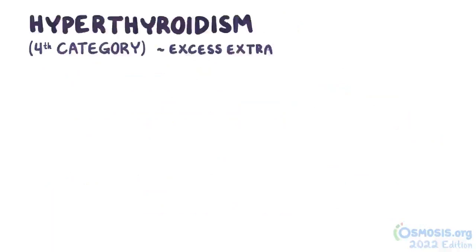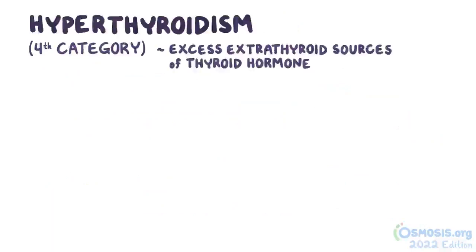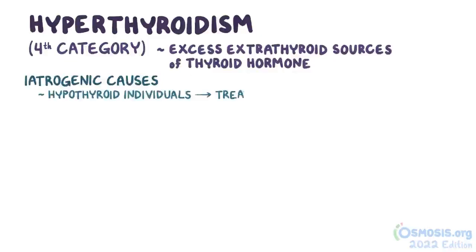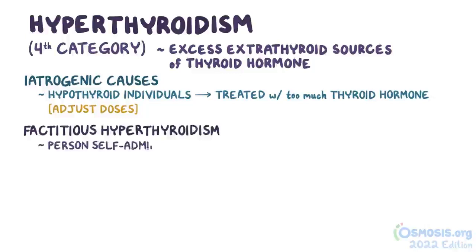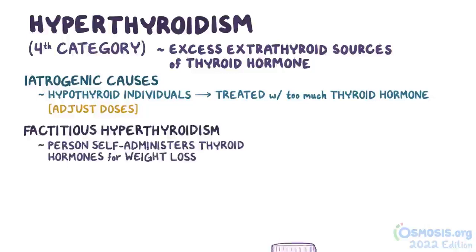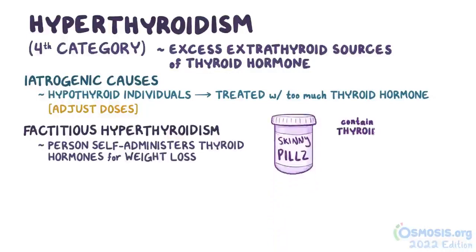A final category of hyperthyroidism is having excess extrathyroid sources of thyroid hormone, including iatrogenic causes, like hypothyroid individuals who are treated with too much thyroid hormone, in which case treatment is adjusting the doses. It also includes factitious hyperthyroidism, which is when a person self-administers thyroid hormones without being hypothyroid, and people might do this when they want to lose weight. In fact, some supplements for weight loss contain thyroid hormones. Treatment is also fairly intuitive, stopping the thyroid hormones or supplements.